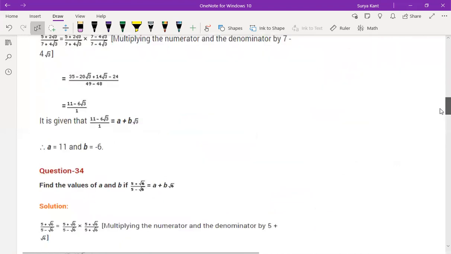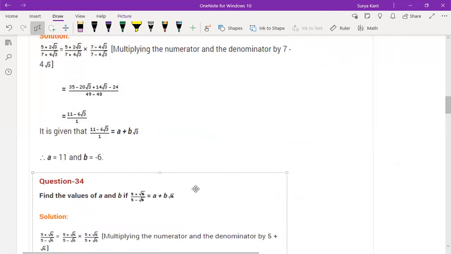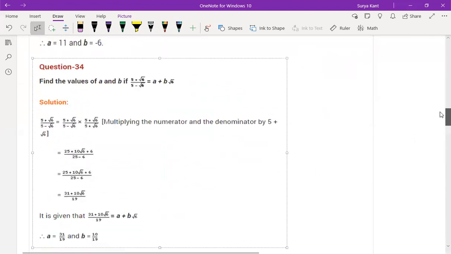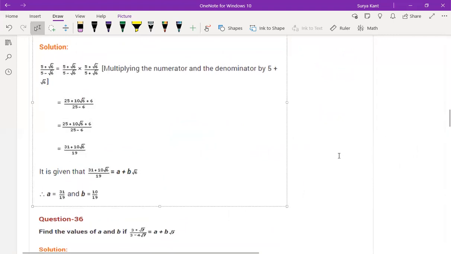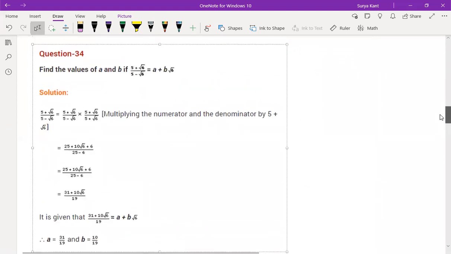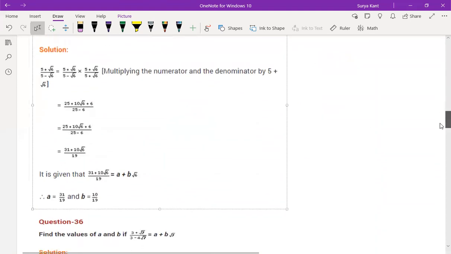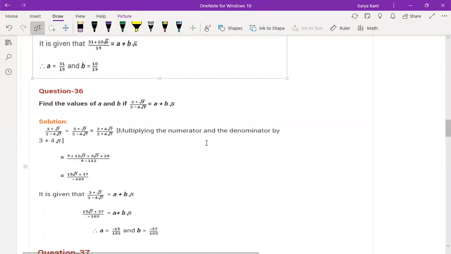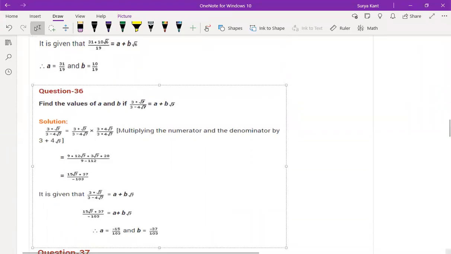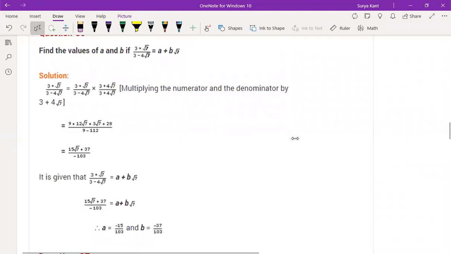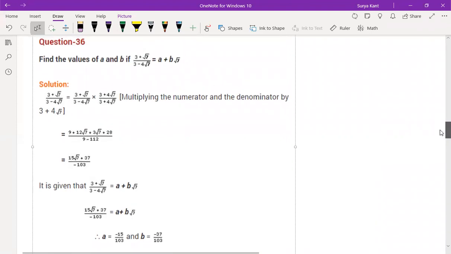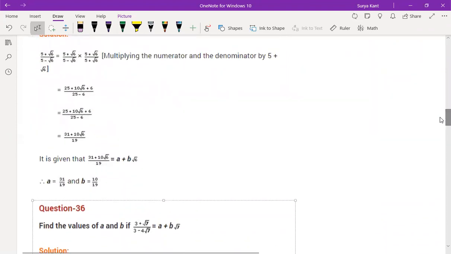So next question is, again a similar type of question. You can do it later also. 5 plus root 6 divided by 5 minus root 3, an easier one. This one question with the 36th one you do now: 3 plus root 7 divided by 3 minus 4 root 7. I just asked the answer. Just write in the chat box if you got the answer.